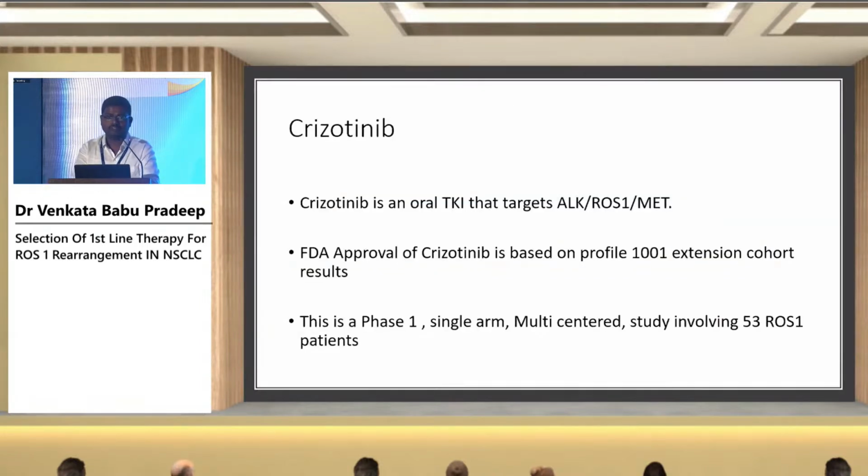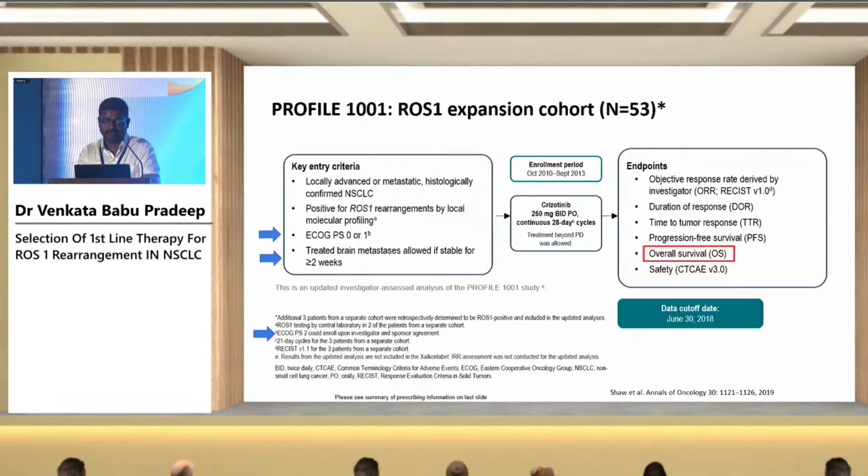Coming to crizotinib, we know that it is a multi-kinase inhibitor against ALK, ROS, as well as MET. The PROFILE is a trial of crizotinib predominantly for all patients. However, there is an extension cohort to study the efficacy of crizotinib in the ROS1 mutated patient. It is a phase 1 small study, single-arm, multi-centered study involving 53 patients. I just want to focus on important points.